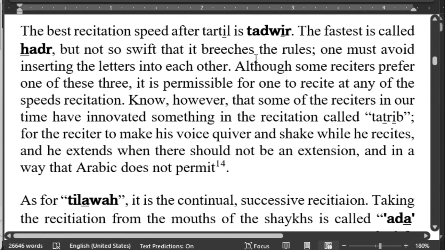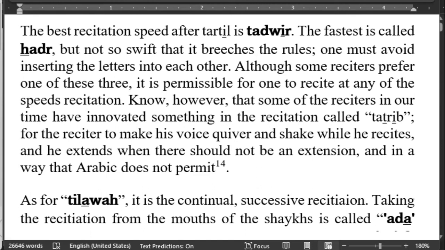That's just your regular recitation of the Quran, like some recitations we listen to all the time. For example, here's Abdul Basit. This is regular recitation speed.